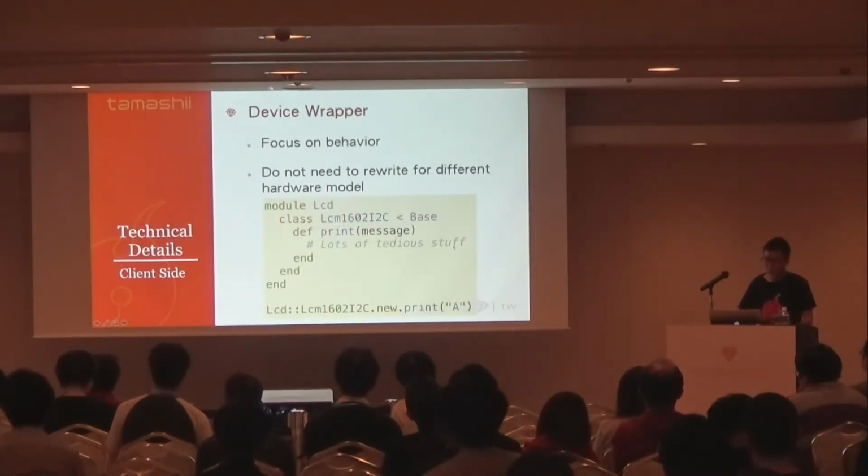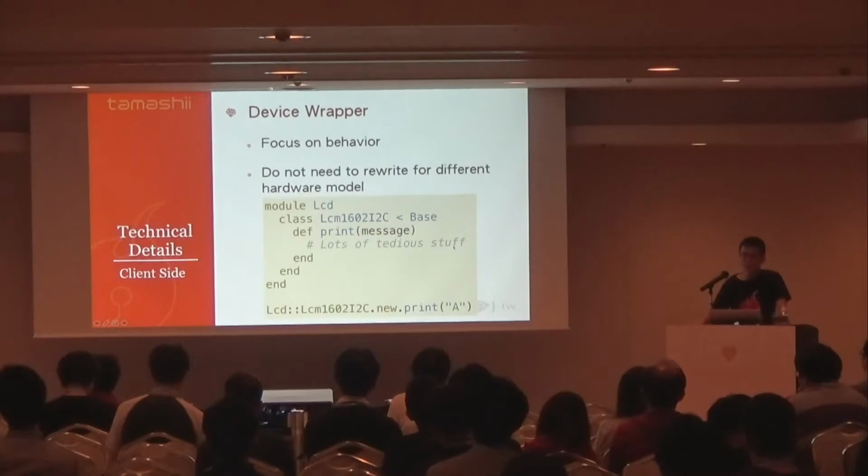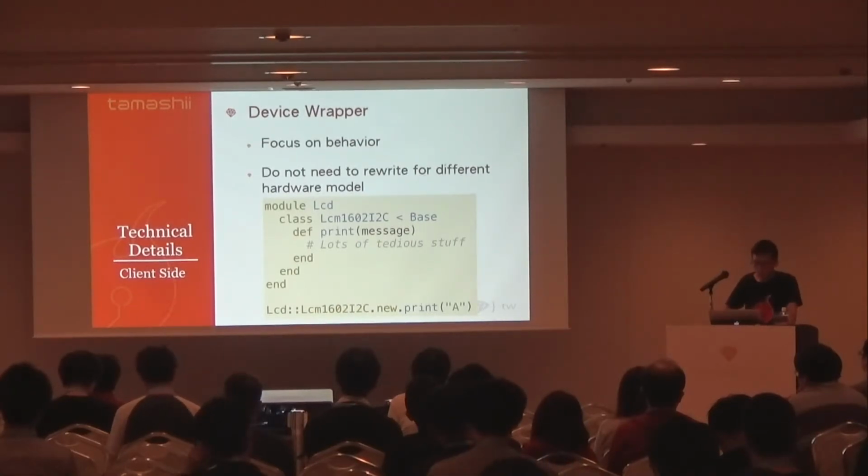Okay, so we wrap this tedious stuff in a Ruby object. We hope to let users focus on the behavior. So with the device wrapper, users don't need to rewrite their code for different hardware models.